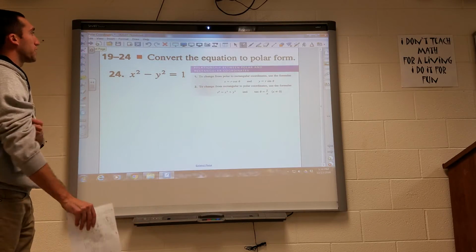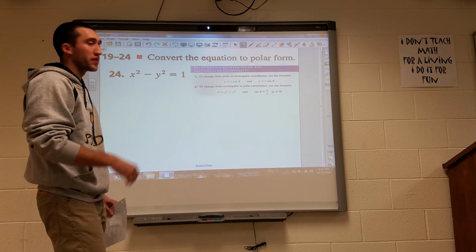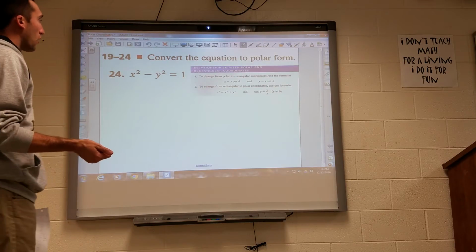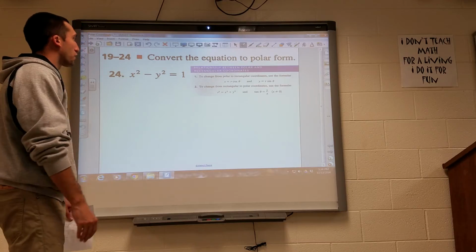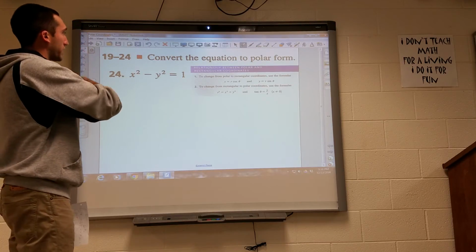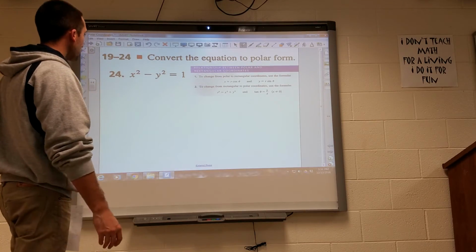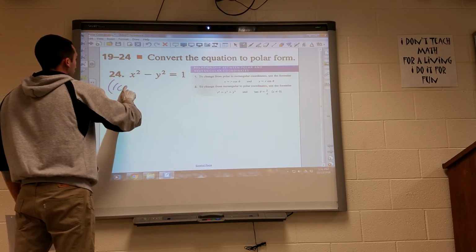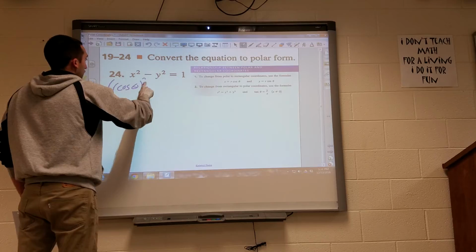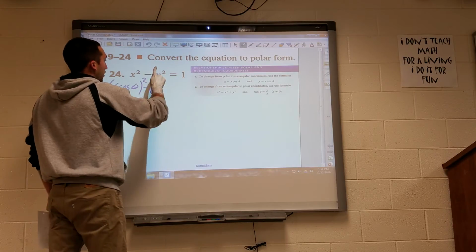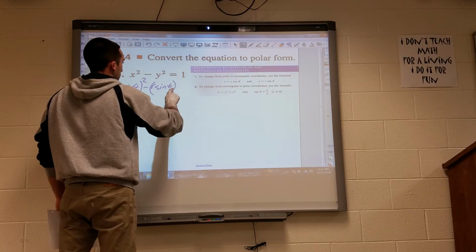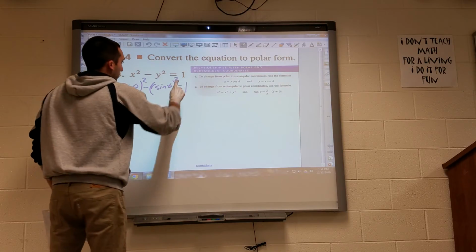Next, we want to convert the equation to polar form. So it's in rectangular format. We have x's and y's. We don't have any radius or angles. So to go from rectangular to polar, well, what do I know? I know that x equals r cosine theta. So I can plug that in for x. And I know y equals r sine theta. And these are both squared.